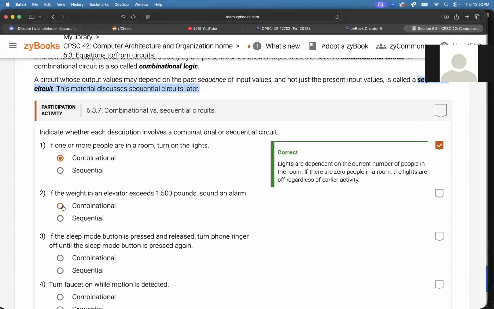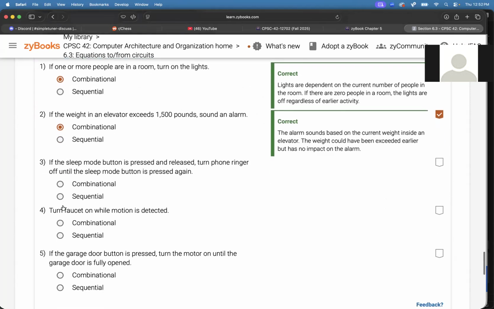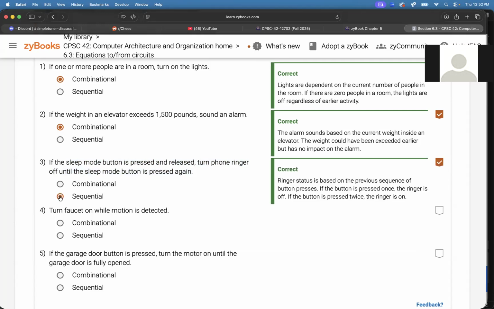That's like what we've been doing, right? Now, this one says if the sleep mode button is pressed and released, turn the phone ringer off until the sleep mode button is pressed again, right? So time is happening here, and we have to do something now and then wait and then do something. That is not combinatorial anymore.